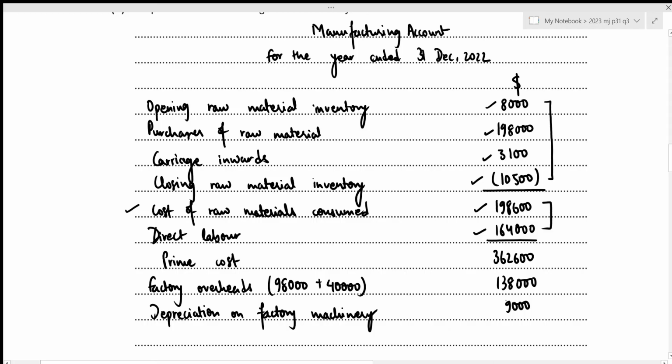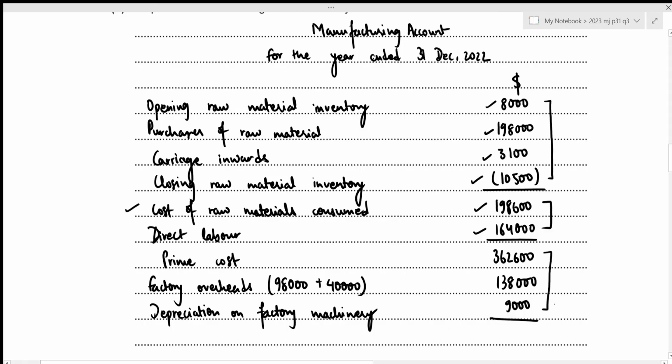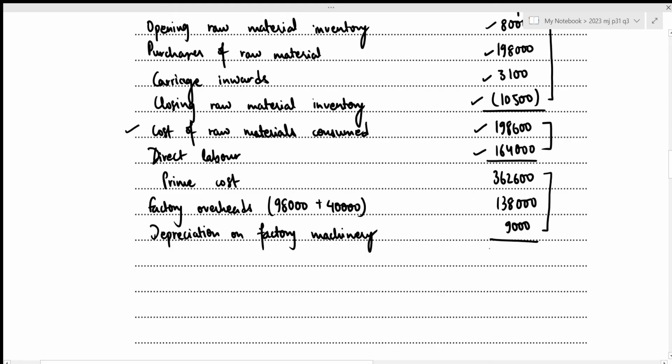So we can just figure out the total of prime cost and factory overheads. That's going to be the sum of these 3 items. So that's 362,600 plus 138,000 plus 9,000, which results in 509,600.